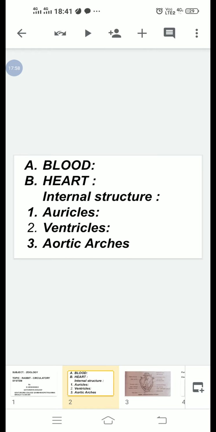A fibrous strand known as the ligamentum arteriosum is present at the point of contact of the systemic arch and pulmonary arch.